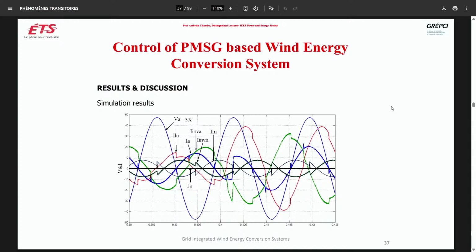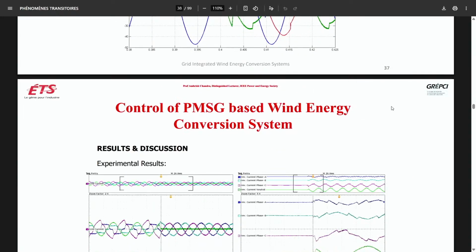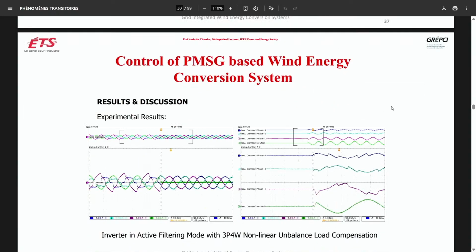So the student did the experimentation work also, and here you see the grid currents. These are highly nonlinear. It is just to show active filtering mode of 3-phase 4-wire nonlinear unbalanced load compensation by the grid side converter. So as soon as the grid side converter is put on, all these non-linear grid currents become sinusoidal, constant current. And these are the inverter currents of phase A, B, C, and the neutral current.